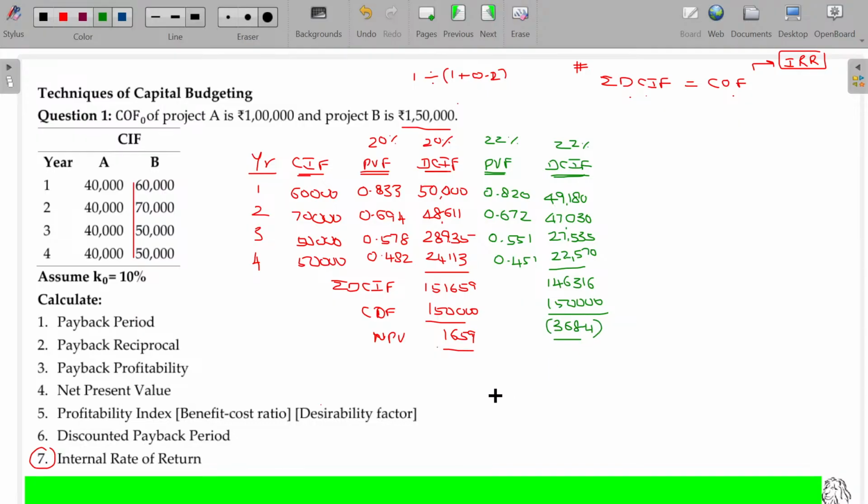So at 20% there is an excess amount. In case of 22%, there is a shortage in amount. So definitely the required answer should be anywhere between 20 and 22. So then you can use interpolation. Under interpolation, at the rate of 20%, you have how much?